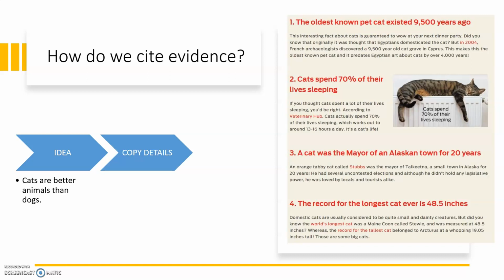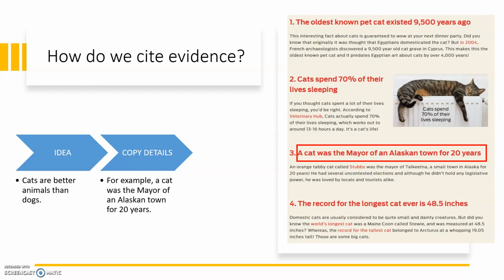Next, I need to copy details. I'm going to find a detail from the text that supports my idea that cats are better animals. So after I read the text, I find out there was a cat that was a mayor of an Alaskan town for 20 years. Like the cat was the leader of that town for 20 years. That's so cool. I think that definitely makes cats better animals. So I'm going to use that information to support my idea. One way I can do that, I can say, for example, a cat was the mayor of an Alaskan town for 20 years.